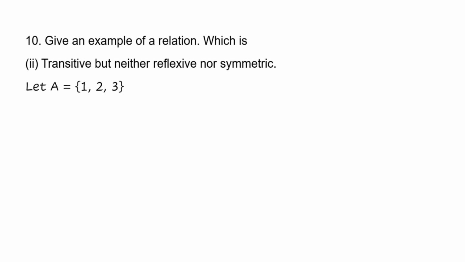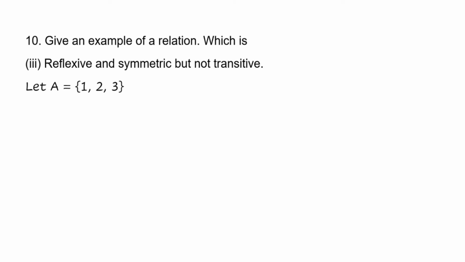The next one, transitive but neither reflexive nor symmetric. Let us take the same set A equal to {1, 2, 3} and R equal to the ordered pair (1, 3). So this is a relation which is transitive but neither reflexive nor symmetric. That is, if we have a relation in which we cannot check whether it is transitive or not, then we say the relation is trivially transitive. So here, if we take R equal to {(1, 3)}, then it is transitive but neither reflexive nor symmetric.